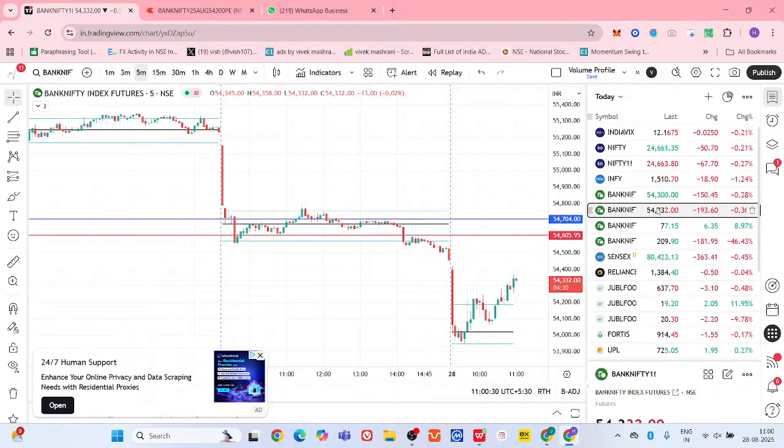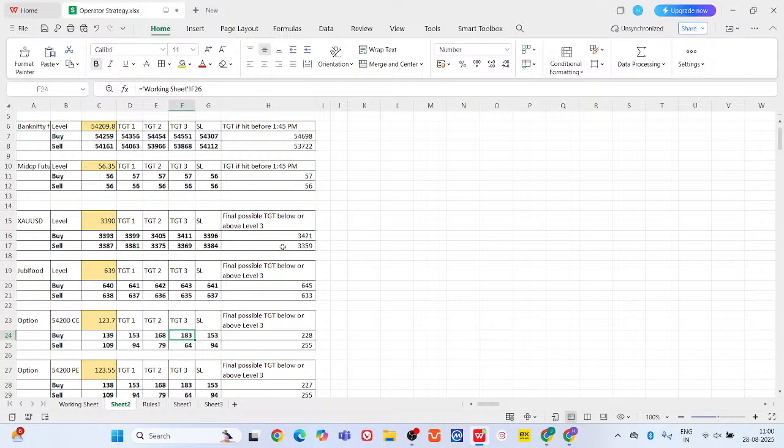But with futures I have also marked. Let me share. The 10 o'clock closing 54,209, which is already put. So what is the buying level? 259, 356 second target. Correct. Let me copy this.